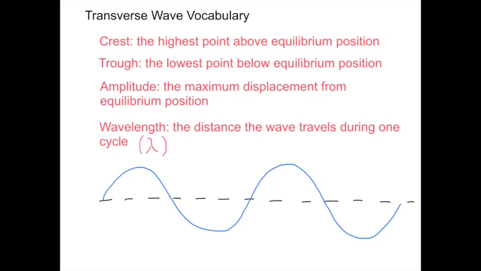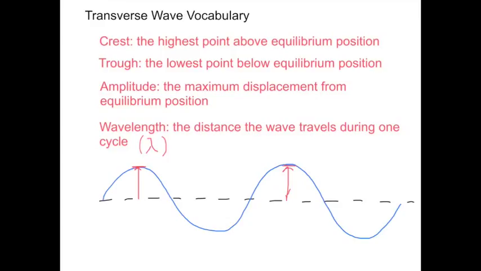Here are some vocabulary words that will be useful when defining transverse waves. The first is a crest. This is the highest point above an equilibrium position. So in this example wave below, we have crests occurring here and here. Those are the highest points above its sort of neutral position in the middle.